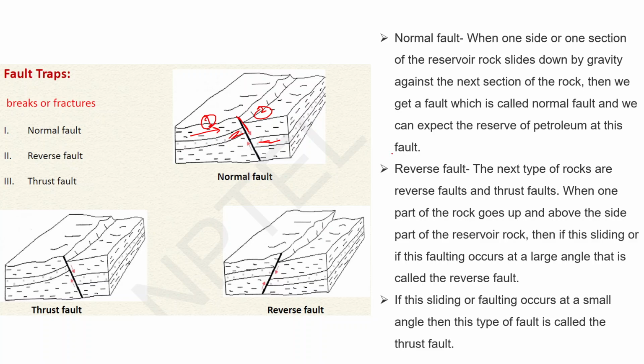The next one is the reverse fault. In reverse fault, what happens is, when one part of the rock goes up above another part of the rock, as we can see, suppose this rock is going above this rock, then this reverse fault takes place. When this happens at a lower angle, it is the reverse fault. And if it happens at a larger angle, then it is the thrust fault.